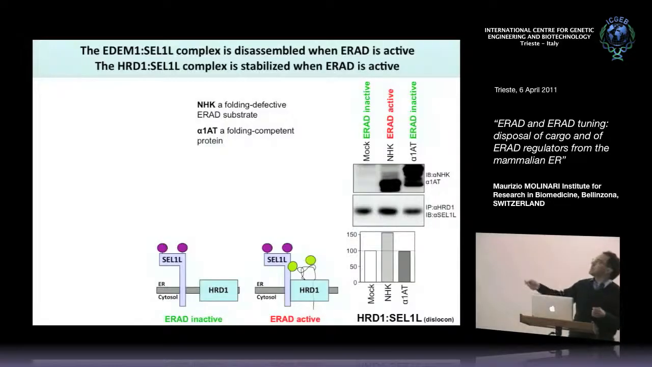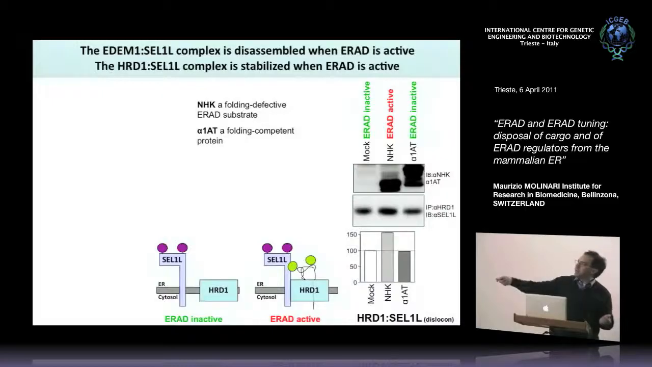So we did this experiment. We have cells that are at steady state, they don't express a misfolded protein. They are fine, and then you look to see if this complex is there. So we immunoprecipitate HRD1, then we make a blot, and we stain with an antibody for cell 1. As you can see here, in normal cells, there is this amount of complex. So these proteins are in complex.